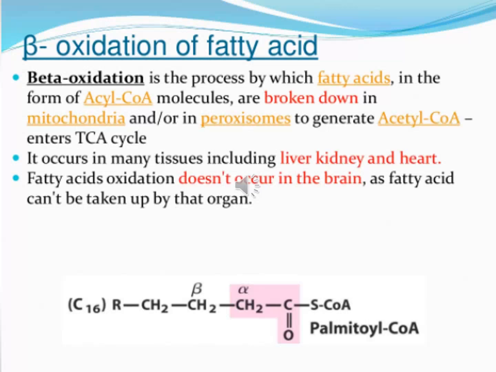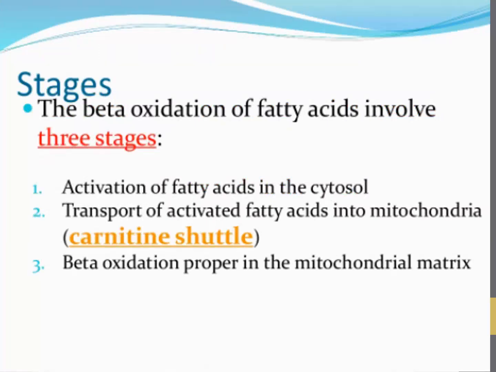In this slide, we will see an example. There are many different types of fatty acids, of which we will take palmitoyl-CoA as an example of fatty acid oxidation. There are three different stages in beta oxidation, of which the first is the activation of fatty acids. That is, the plain fatty acids will get activated. Only after activation does it enter into the mitochondria. The second process is the transport of activated fatty acids into the mitochondria, which is called the carnitine shuttle. Then the third step is the proper beta oxidation process.